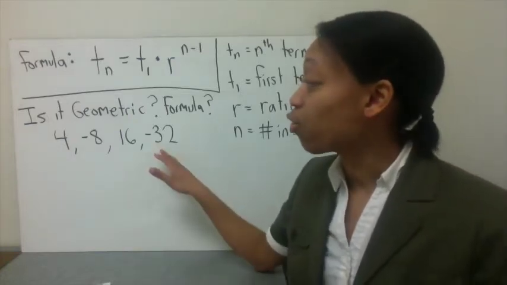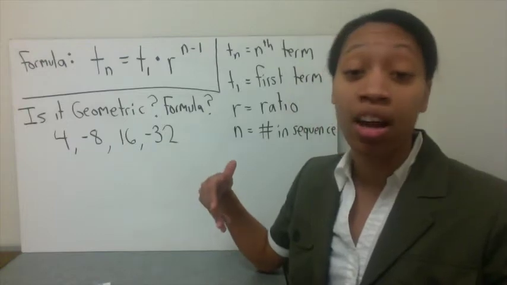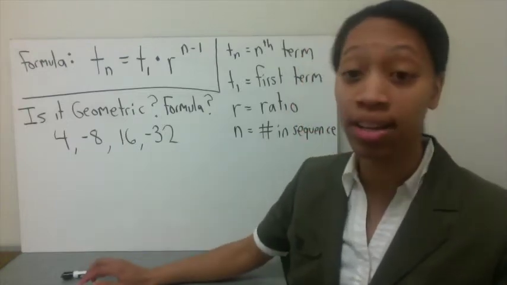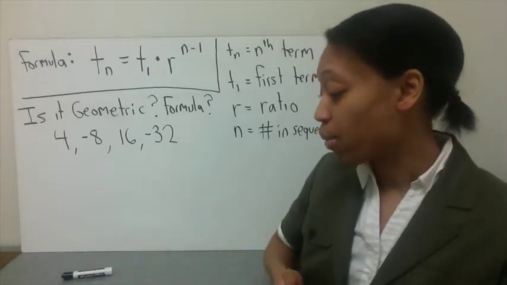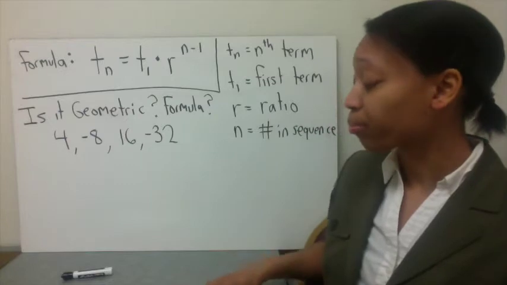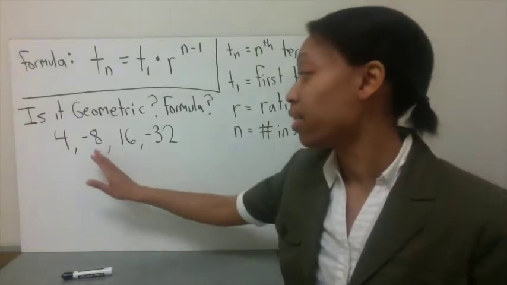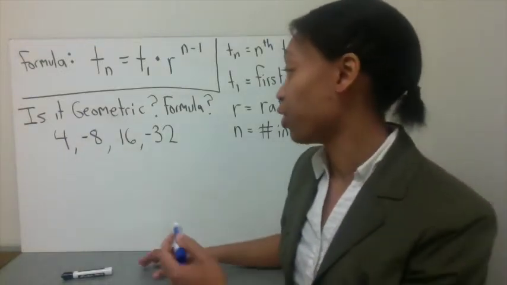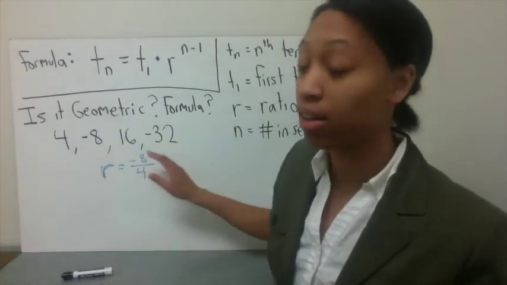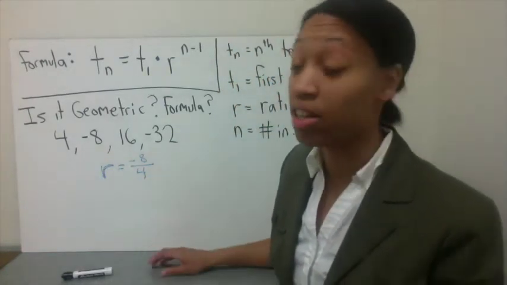Okay, so is this sequence geometric? Can we write the formula for that sequence? In order to tell if it's geometric, what we can do is divide two of the terms. So if we divide two of the terms, we can figure out what R is. We get negative 8 divided by negative 4, which is negative 2.